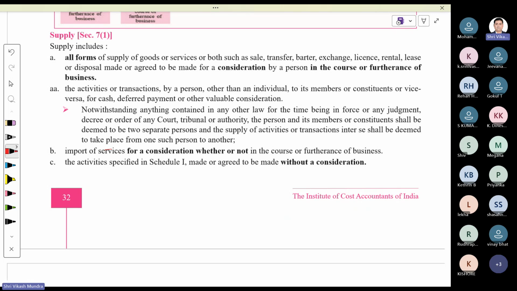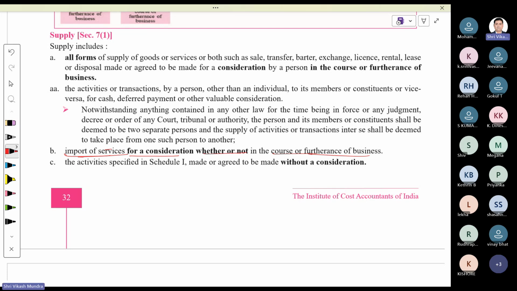Next exception. Generally, we know that the supply should be made in the course or furtherance of business. If it is not made in the course or furtherance of business, that is not supposed to be considered as taxable. However, the exception is that if you are importing services for a consideration, whether or not in the course or furtherance of business, it will constitute a supply. In general, the supply should be made in the course or furtherance of business. If it is not, it will not constitute supply, and hence tax is not required to be paid by you.